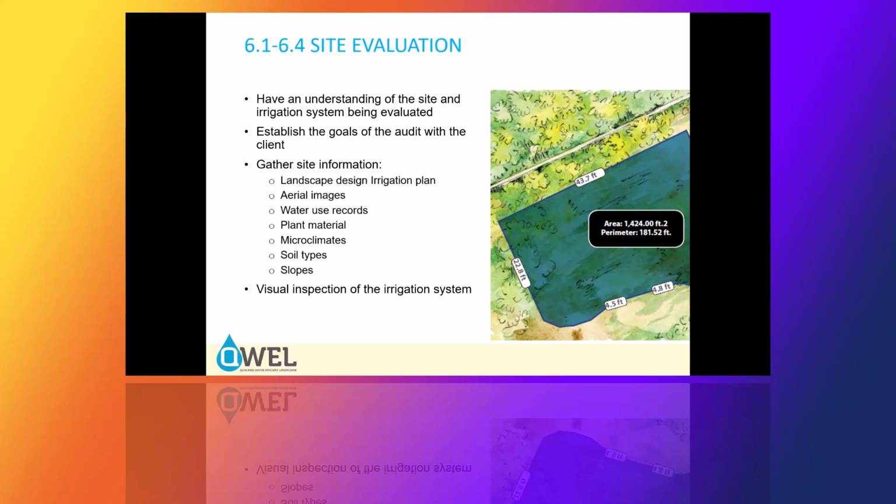If you can get the as-built information, the as-built plans on the site, that's great. Not always possible, though. But even if you can get the basic landscape irrigation plan, that's helpful. Any aerial images, water use records. We have information on the plant material that's already out there. Information on microclimates, soil types, any of the slopes. You should do a visual inspection of the irrigation system from the water meter to the emission devices and to the controller.